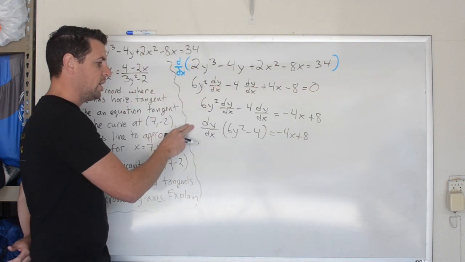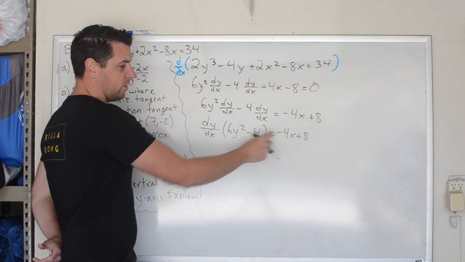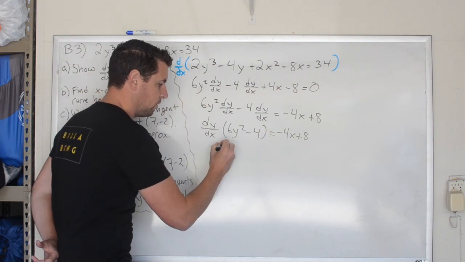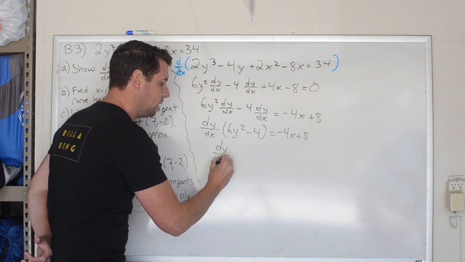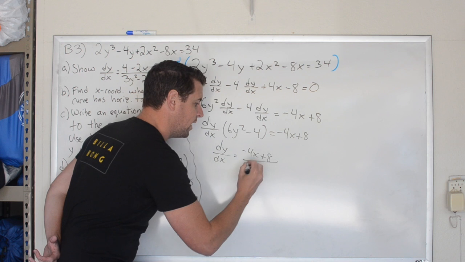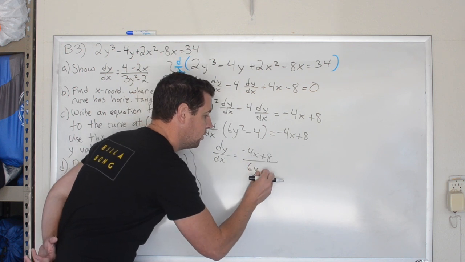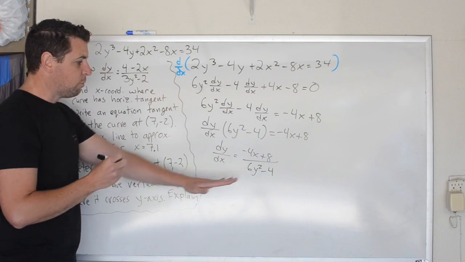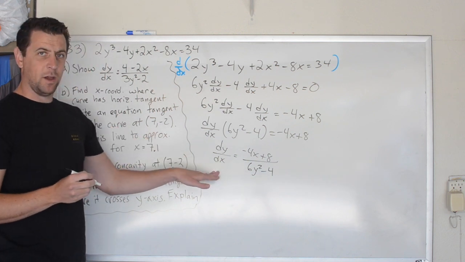And then I have dy dx times stuff equals negative 4x plus 8. I can divide by this stuff to the other side. So when I do that, I get dy dx is equal to negative 4x plus 8 divided by 6y squared minus 4. At this point, I feel like I've solved for dy dx.